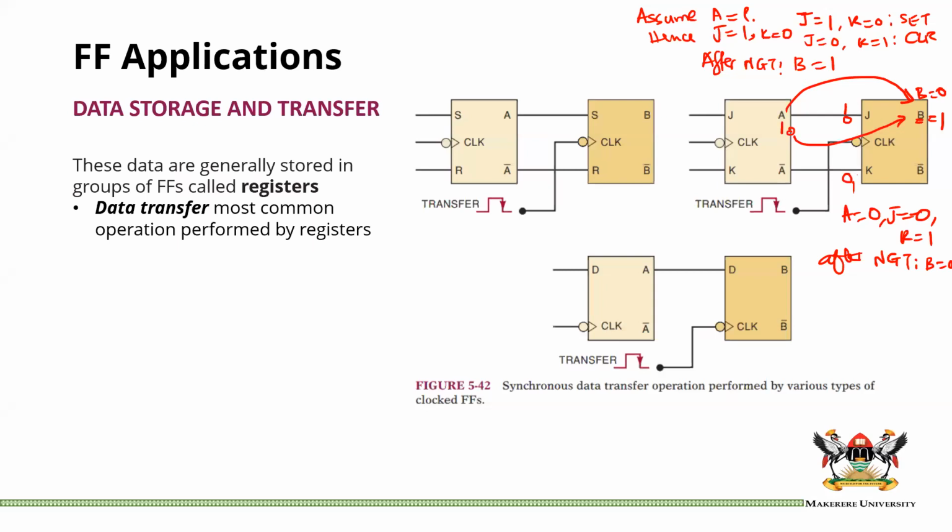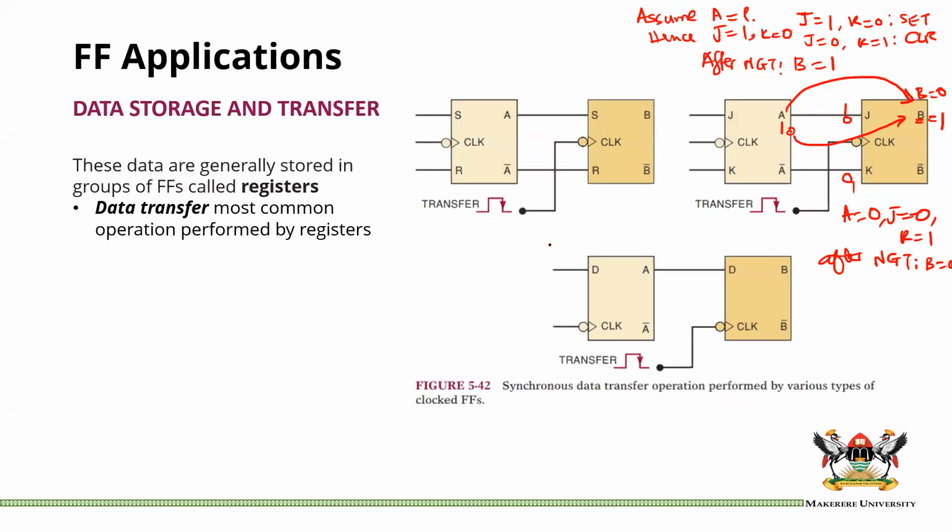So these are called registers. And when we transfer information from one flip-flop to the next, what we have done is called data transfer. But this is a synchronous process. You must first wait for the right clock transition to happen before information is transferred from one flip-flop to the next one. In this case, we are moving information from the left to the right, but we can also move information from the right to the left.